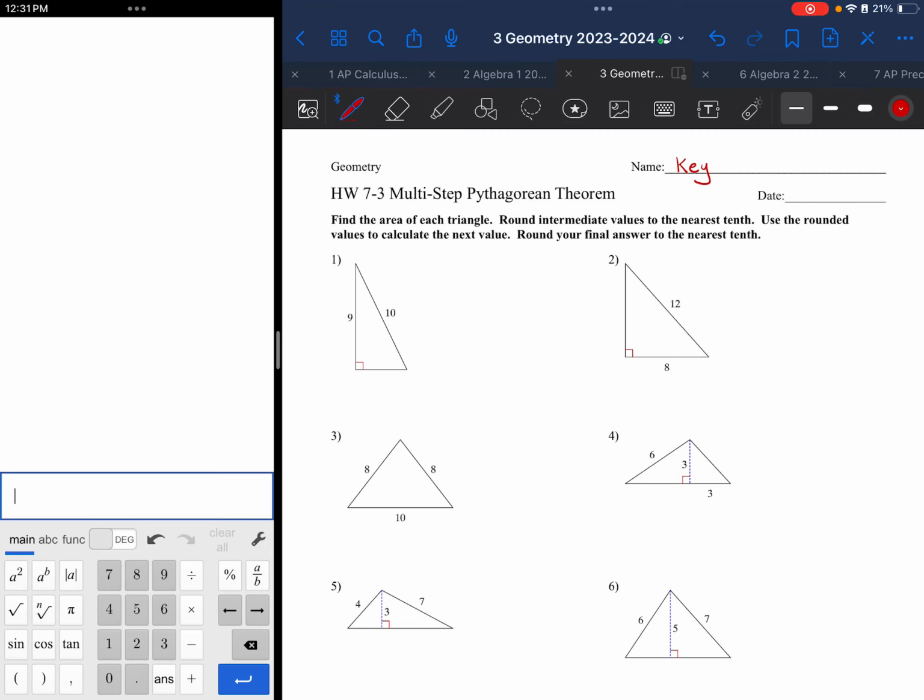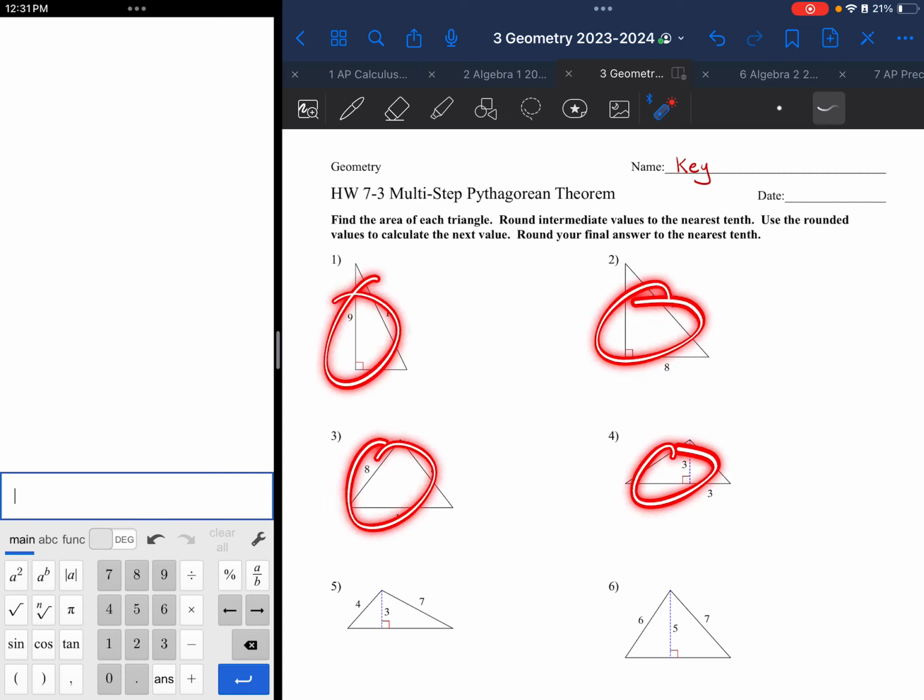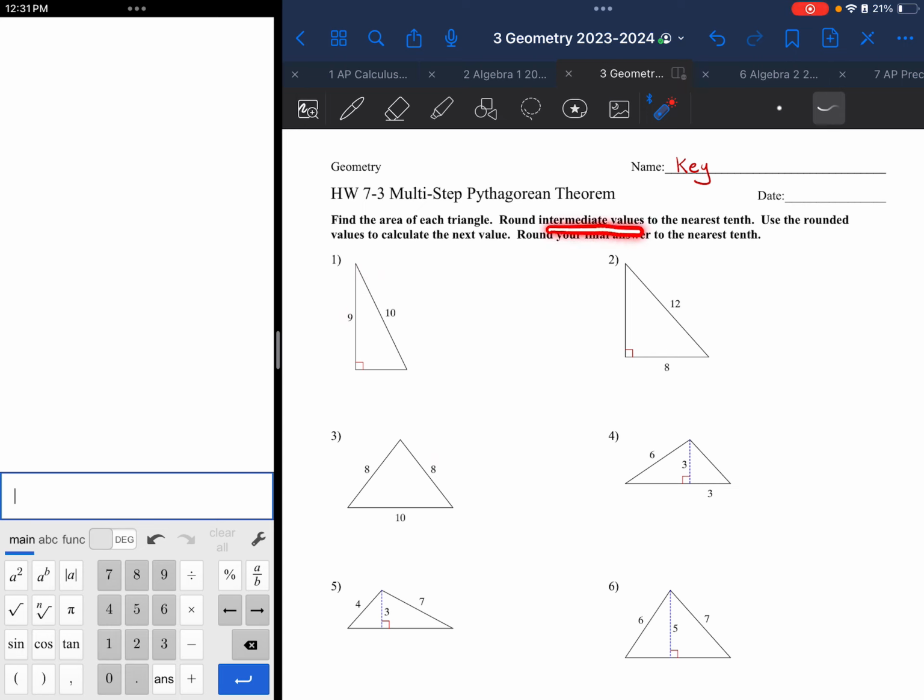This is Geometry Homework 7-3, Multi-Step Pythagorean Theorem. So in this worksheet, it's kind of interesting because the instructions tell us, yes, we're finding the area just like we did in class, but it tells us that intermediate values should be rounded. And then we use the rounded values to calculate the next value and the next value.